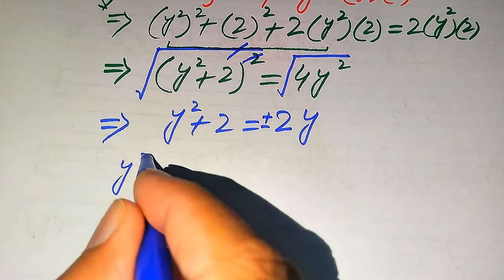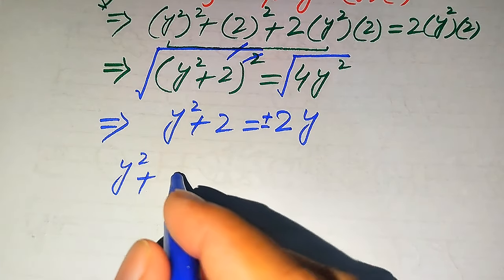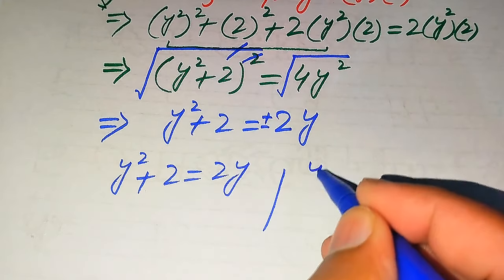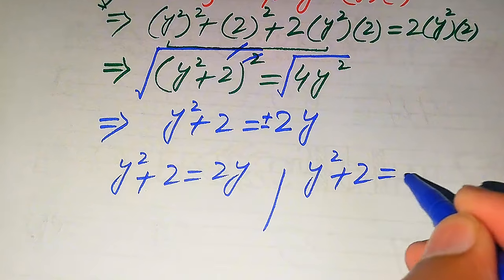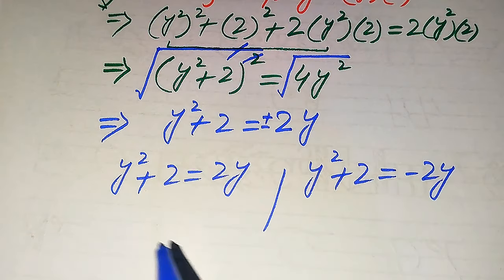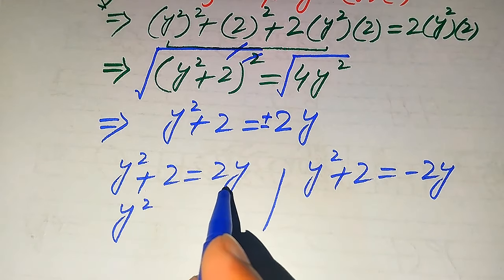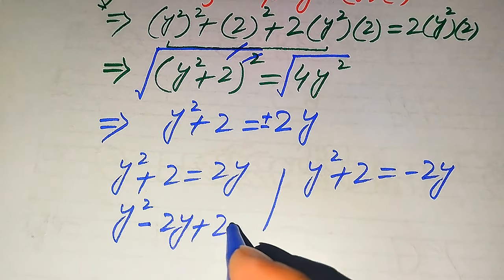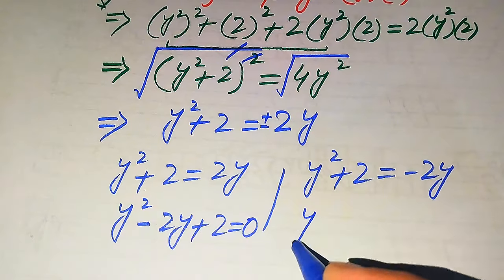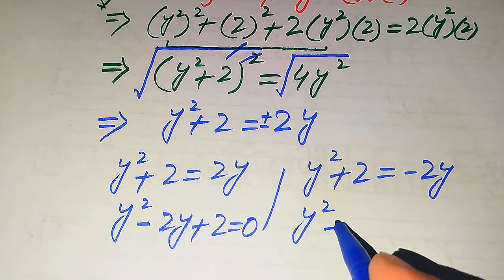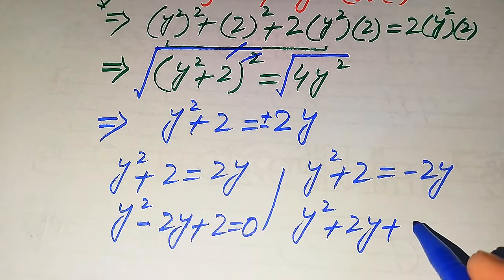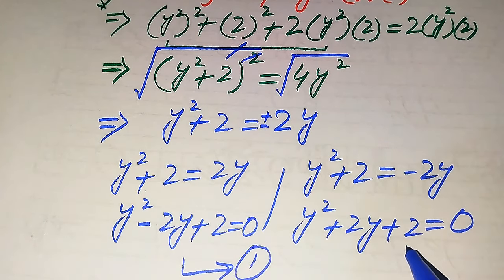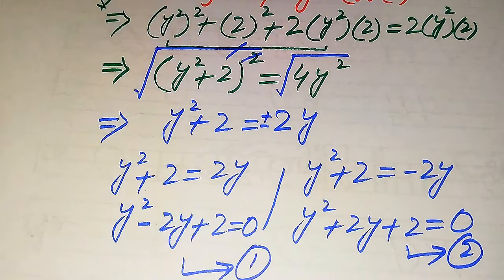And now we break this equation into two cases. The first case is y square plus 2 equals plus 2y, and the second case is y square plus 2 equals minus 2y. From here we move this plus 2y to the left hand side, and it becomes y square minus 2y plus 2 equals 0, and from the second we get y square plus 2y plus 2 equals 0. We call this equation number 1 and this equation number 2.